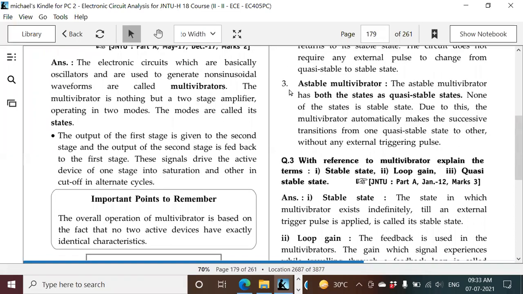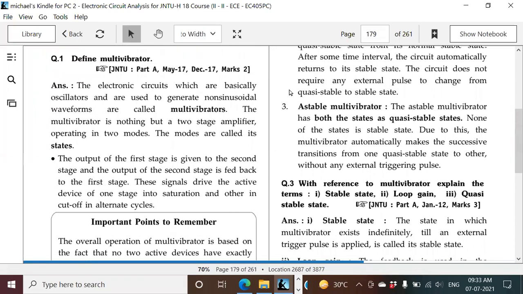First of all, what is a multivibrator? It is an oscillator which generates non-sinusoidal waveforms. Non-sinusoidal waveforms means square waveforms, rectangular waveforms, spike waveforms. These are the non-sinusoidal waveforms that we will be seeing in this unit.